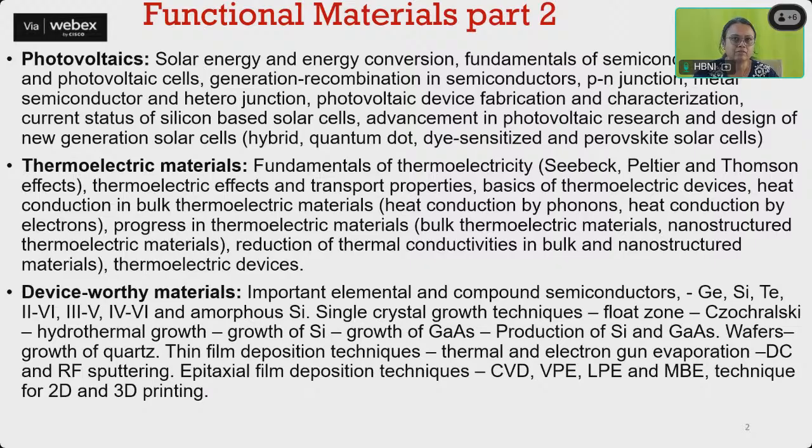As I was saying, I will be covering the photovoltaic materials, the fundamentals of semiconductor physics and photovoltaic cells. Then there will be the thermoelectric materials: fundamentals of thermoelectricity, Seebeck coefficient, Peltier, Thomson effect, and how the thermoelectric effect is generated and how it is used. And then we will be talking about the device-worthy materials, like elemental semiconductors and compound semiconductors, and how these semiconductors for device application are grown into single crystals and thin films. Basically I will be covering this in 6 lectures.